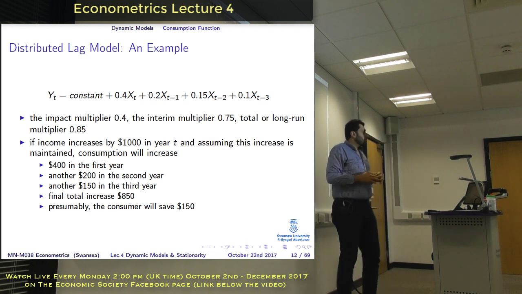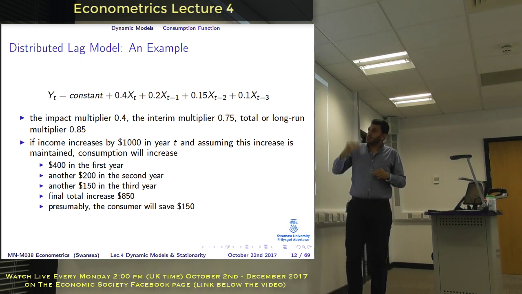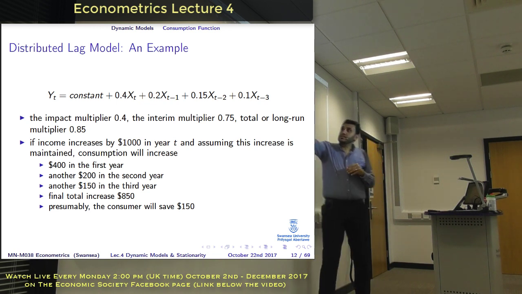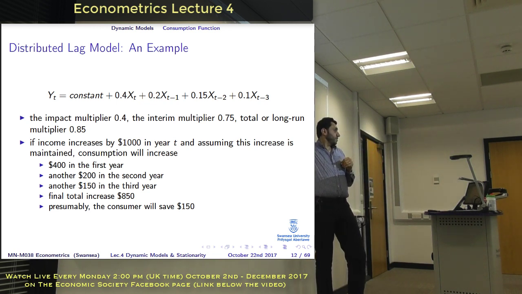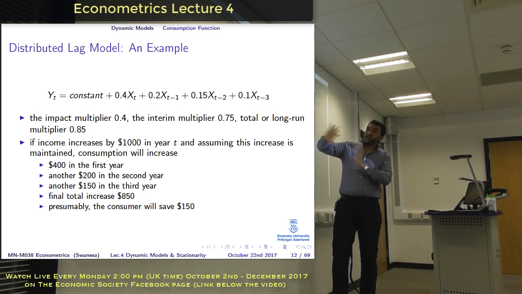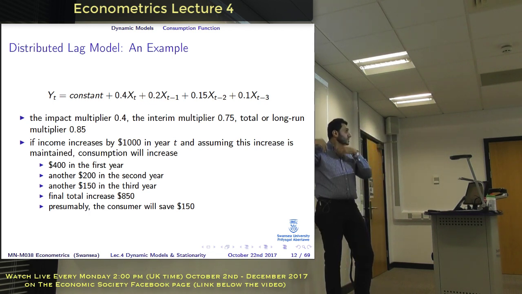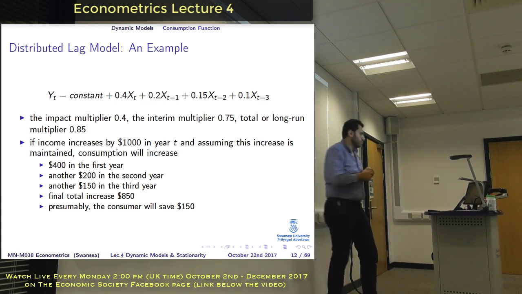So the impact multiplier, or the short-run effect or impact, will be 0.4. This is beta 0, the estimation of beta 0. We'll come to the point of how we estimate this later. So far, let's just assume that that's what we estimated. These are the coefficients we have.